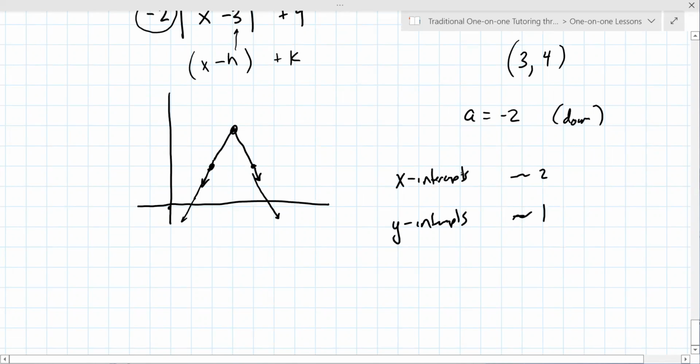What would you do to this function so that instead of 2 x-intercepts, it has 1 x-intercept, meaning it only touches at one place, and it's a transformation. You have to move it up, down, left, or right.